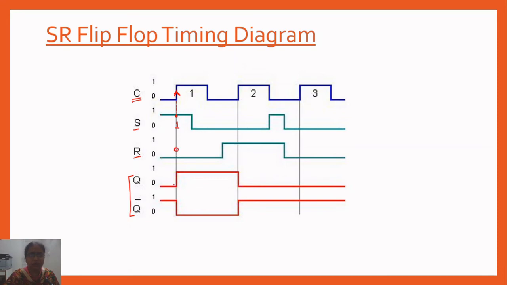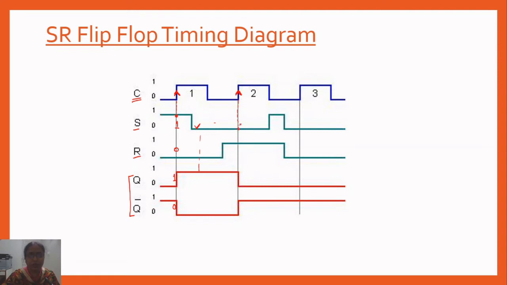So the flip-flop has to set, means Q has to be 1 and Q bar equal to 0. Another instant when the change at the output will take place is at the next positive edge of the clock. In between, though there may be a change in the input, that is not reflected at the output. So the change at the output will only take place at the positive edge of the clock.